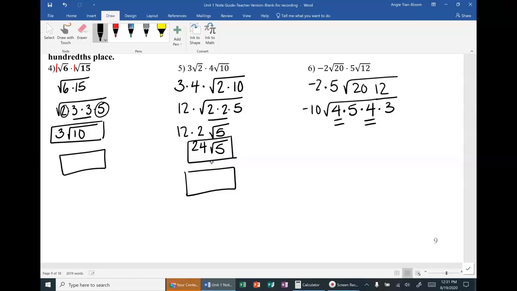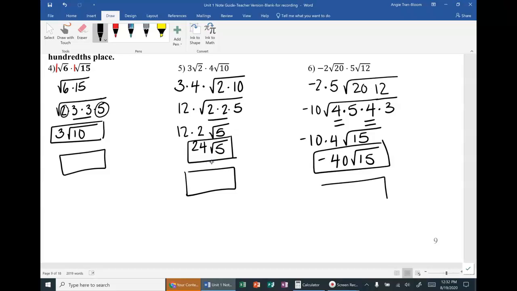We have a pair of 4s here. We can definitely simplify that out of the radical. Inside we have 5 times 3, that will give us 15. So final answer is negative 40 square root of 15.